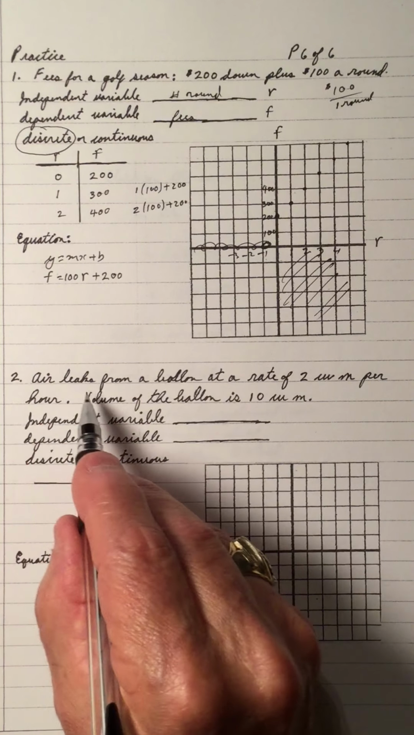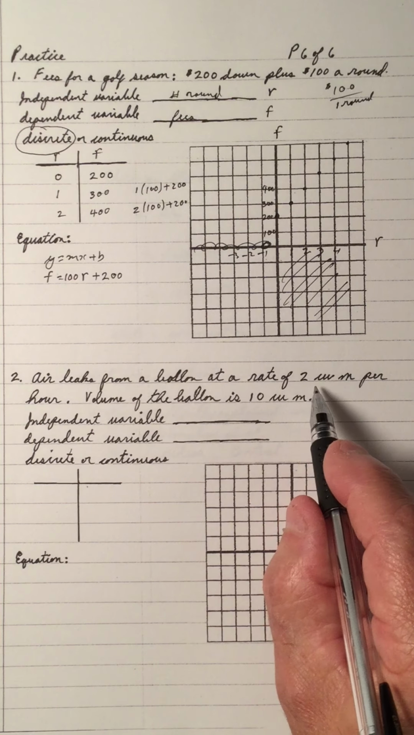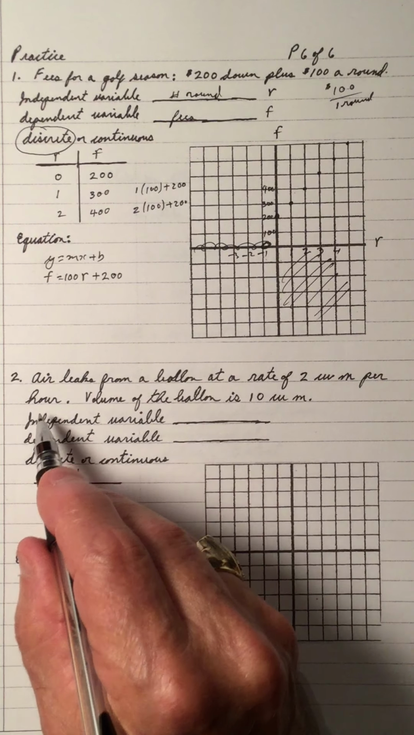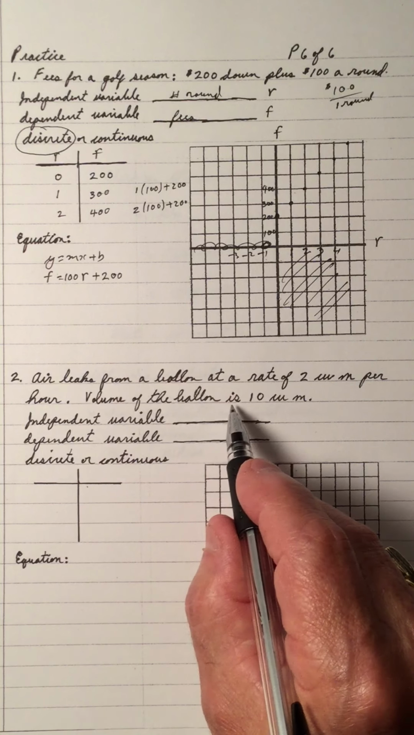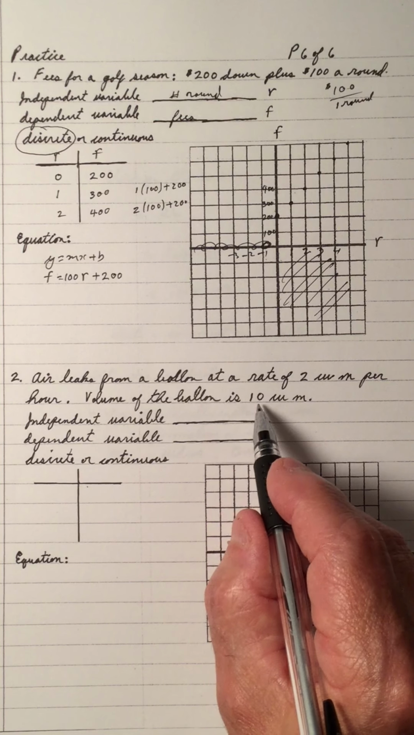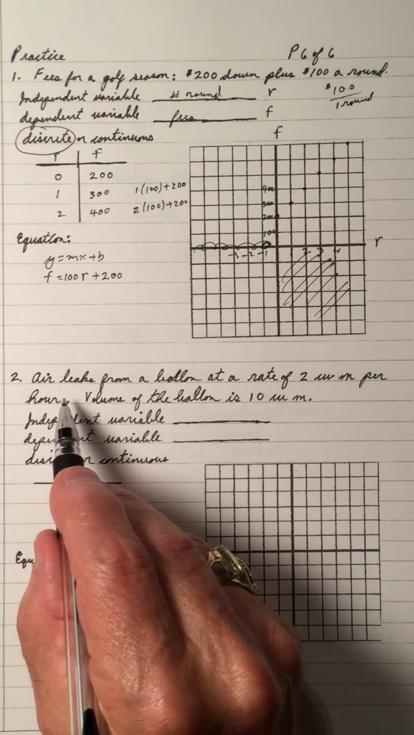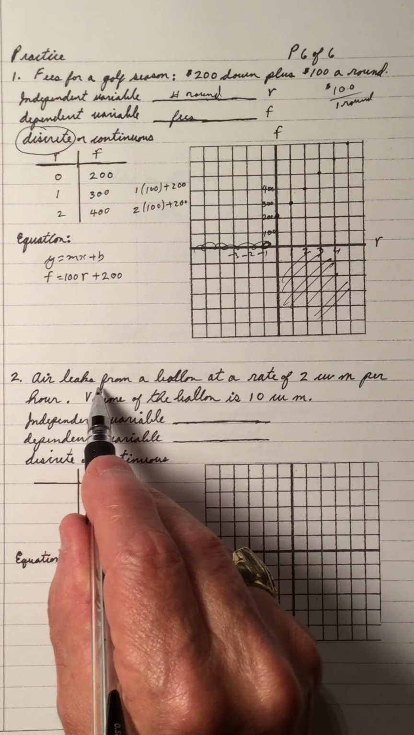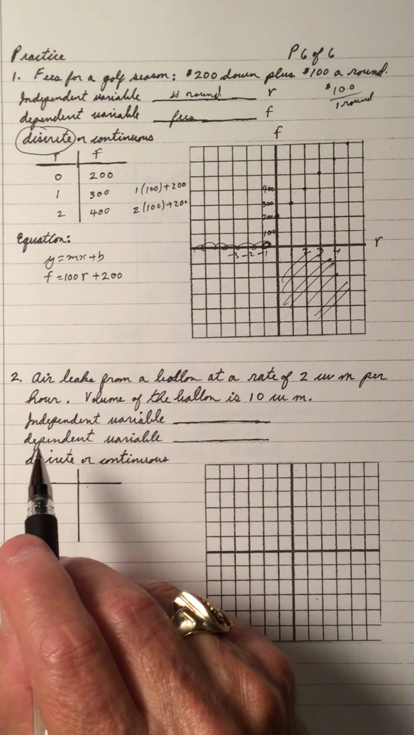Number 2: air leaks from a balloon at a rate of 2 cubic meters per hour. The volume of the balloon starts at 10 cubic meters. And remember, the air is leaking out, so that means the volume is going down.